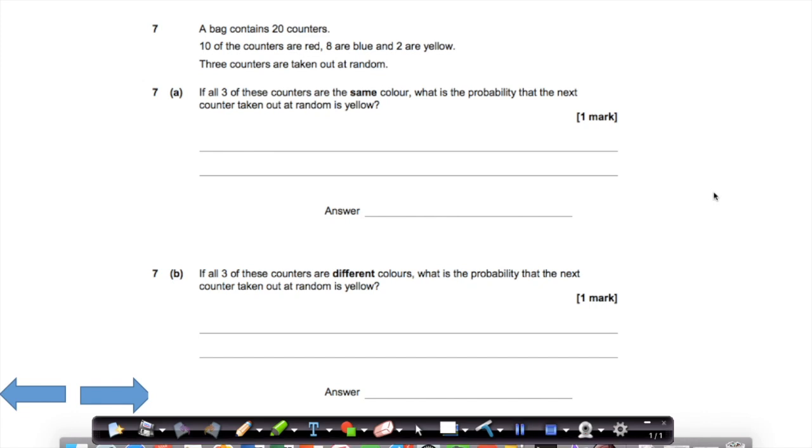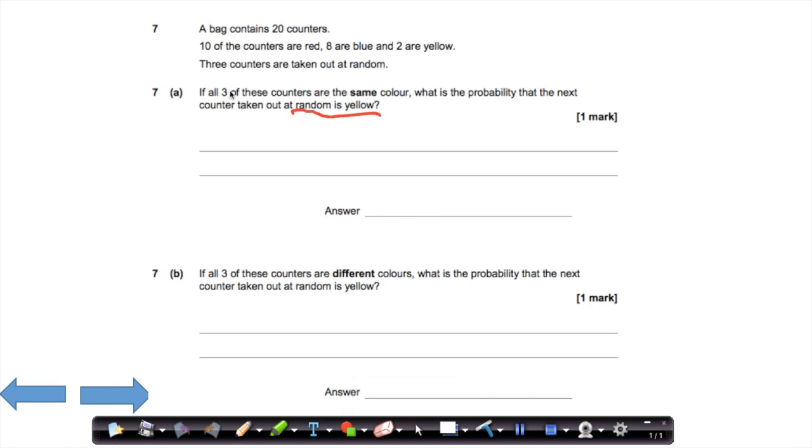Question 7 starts off with a bag containing 20 counters. 10 of them are red, 8 are blue, and 2 are yellow. So for this question here, we're talking about if all 3 of the counters, sorry, are of the same colour, what is the probability the next counter taken out is yellow? Bit of a nasty question, unless you've read it quite carefully.